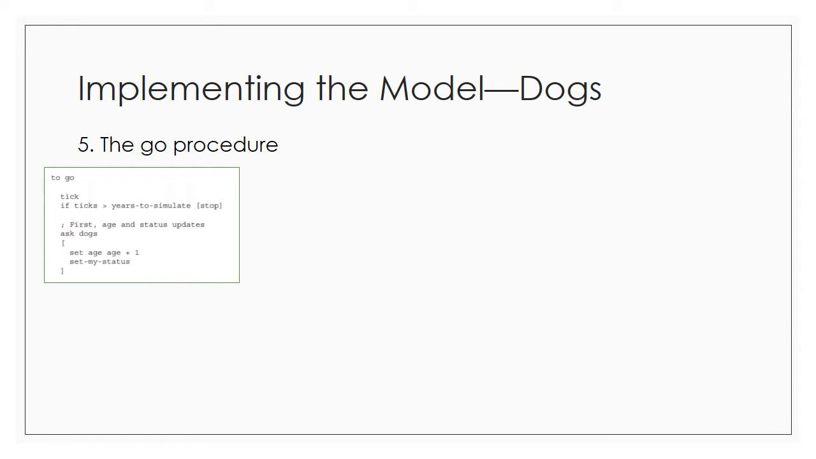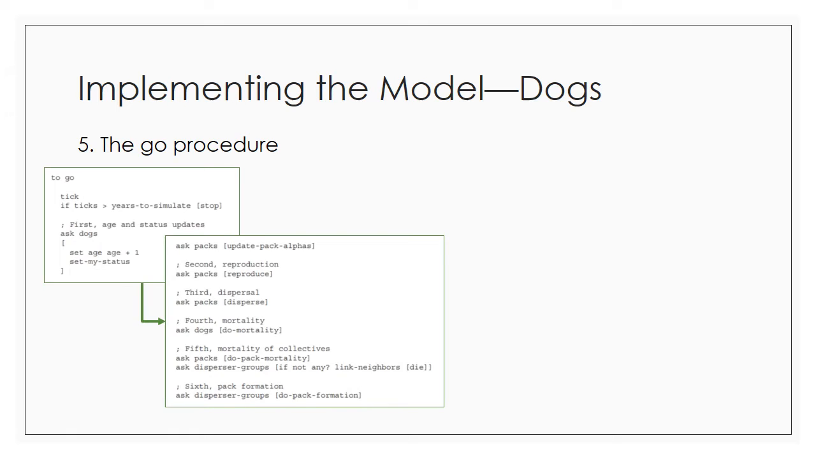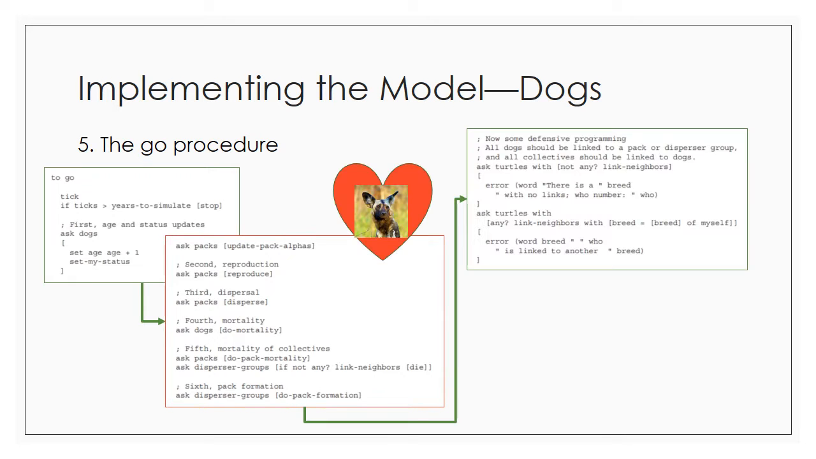In the Go procedure, we start by updating the dog's age with each tick and then the status. This happens with update pack alphas. Second, we program reproduction, dispersal, mortality of individuals and collectives, and pack formation. This is the heart of our program. Lastly, we need to ensure that all dogs are linked, either to a pack or a disperser group. And finally, we show our output.